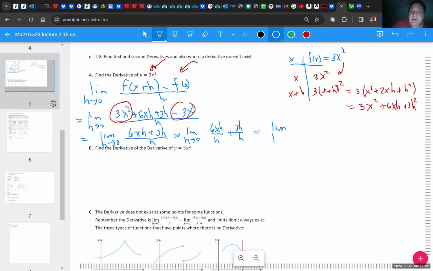Now I know that h divided by h is 1, and dividing or multiplying by 1 does nothing. So all these h's divide out, or as a lot of people like to say, cancel. And I'm left with 6x plus 3. Hold on a second. Let me find out where I messed up.